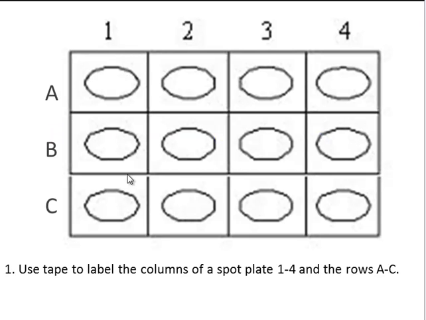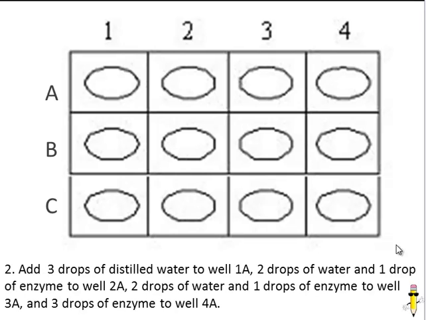All right, now let's take a look at how we're going to conduct this lab. You're going to be using spot plates, just like in our last lab, and you're going to use masking tape to label the columns 1 through 4 and the rows A, B, and C. Now, the first experiment we're going to do is for enzyme concentration, and we're going to use row A to test enzyme concentration.